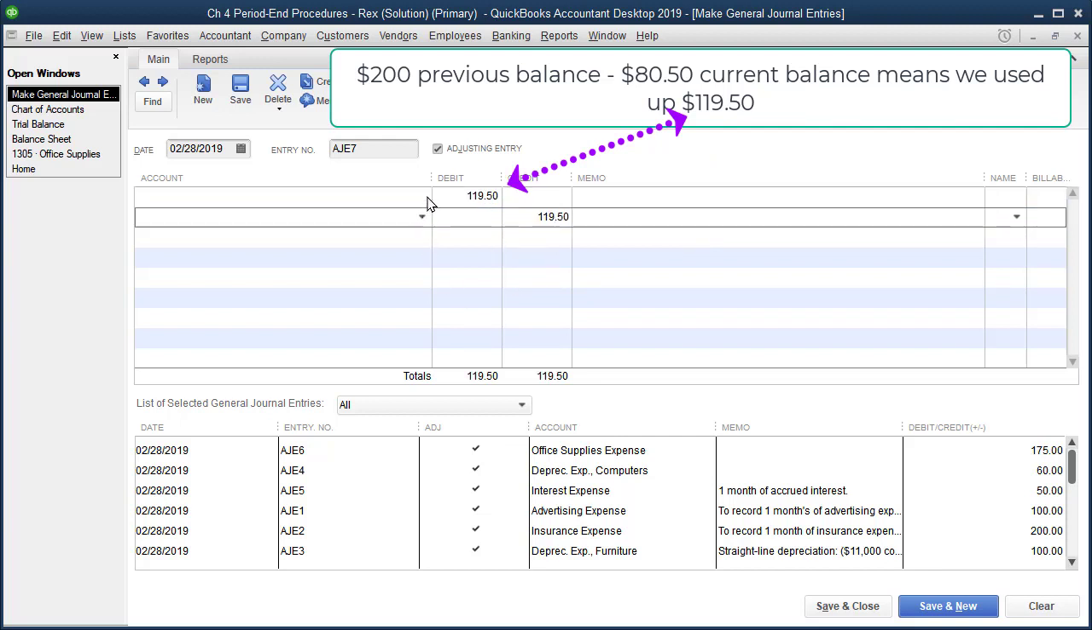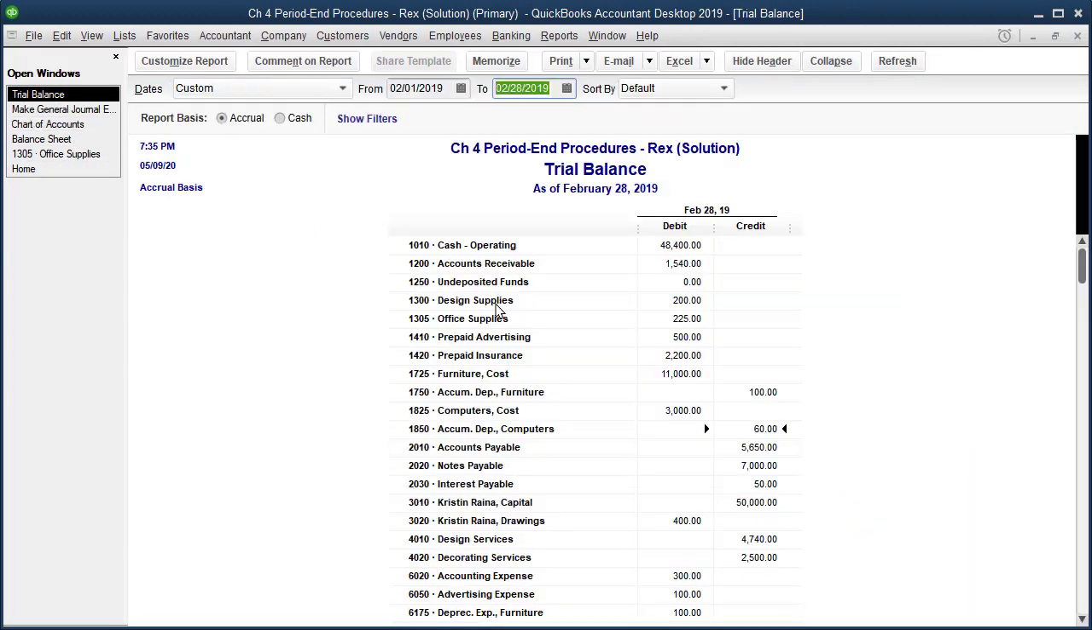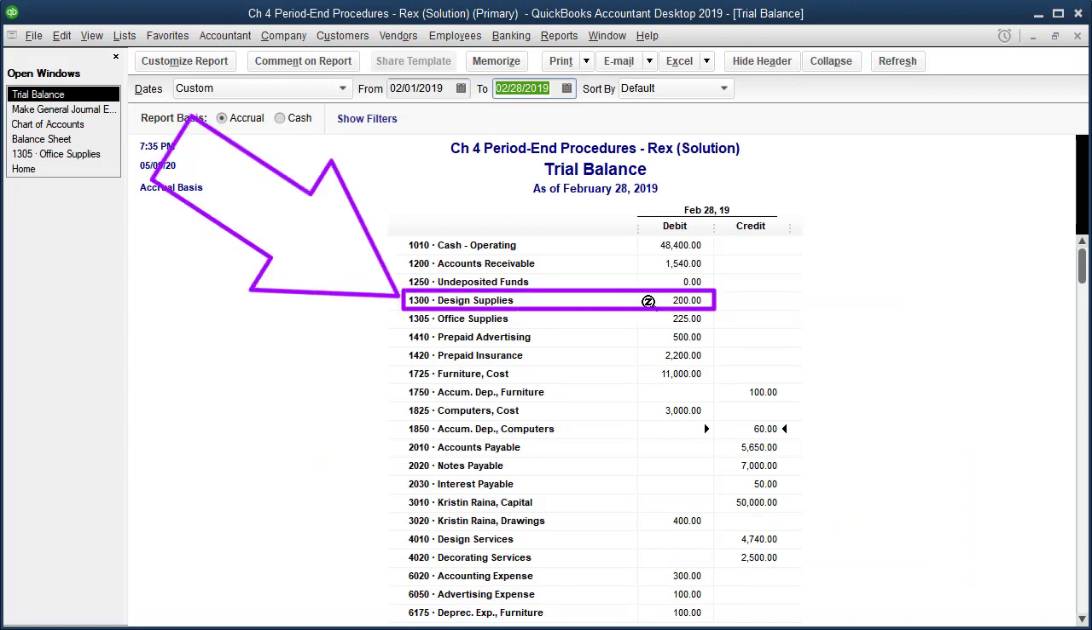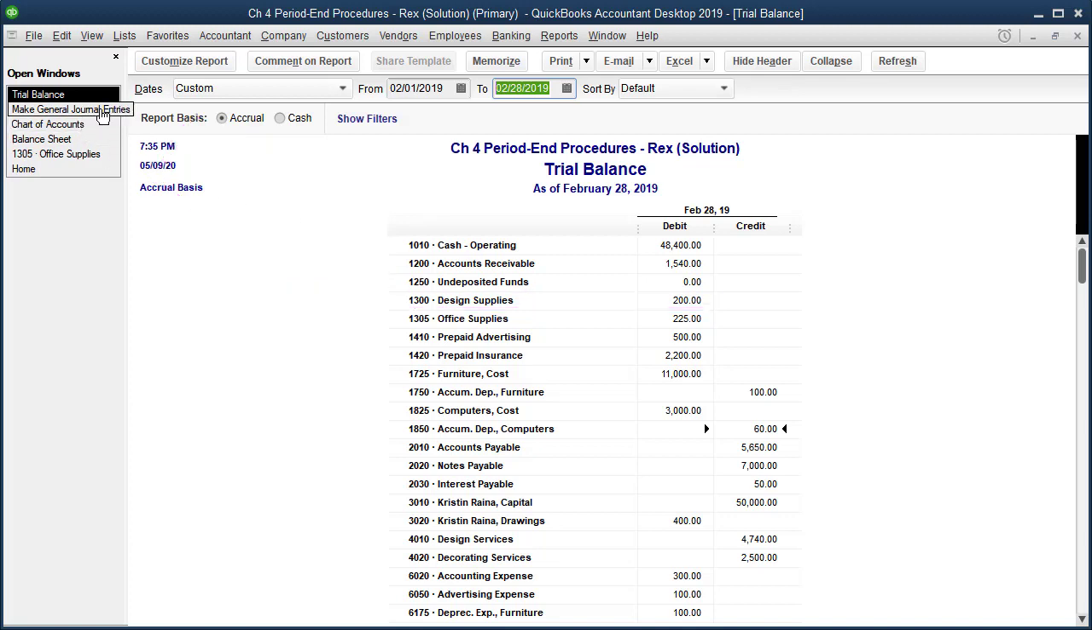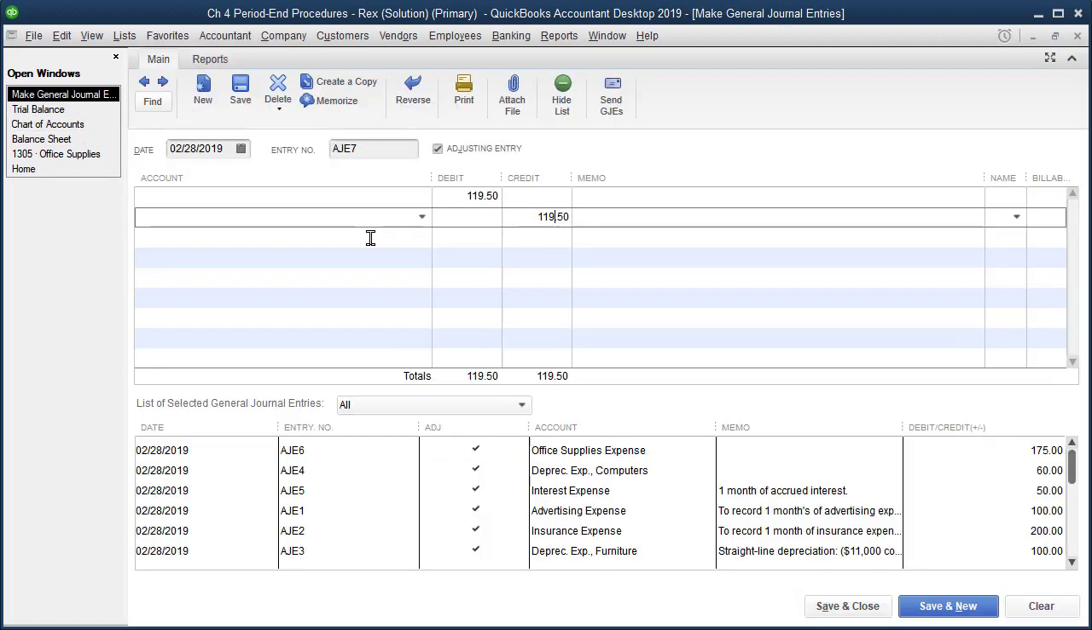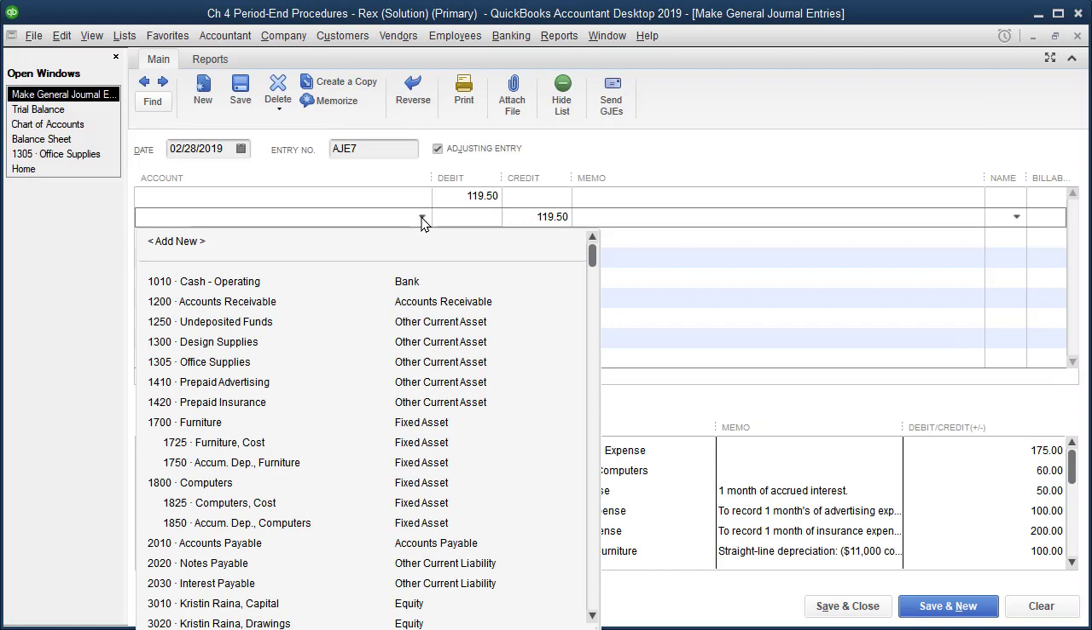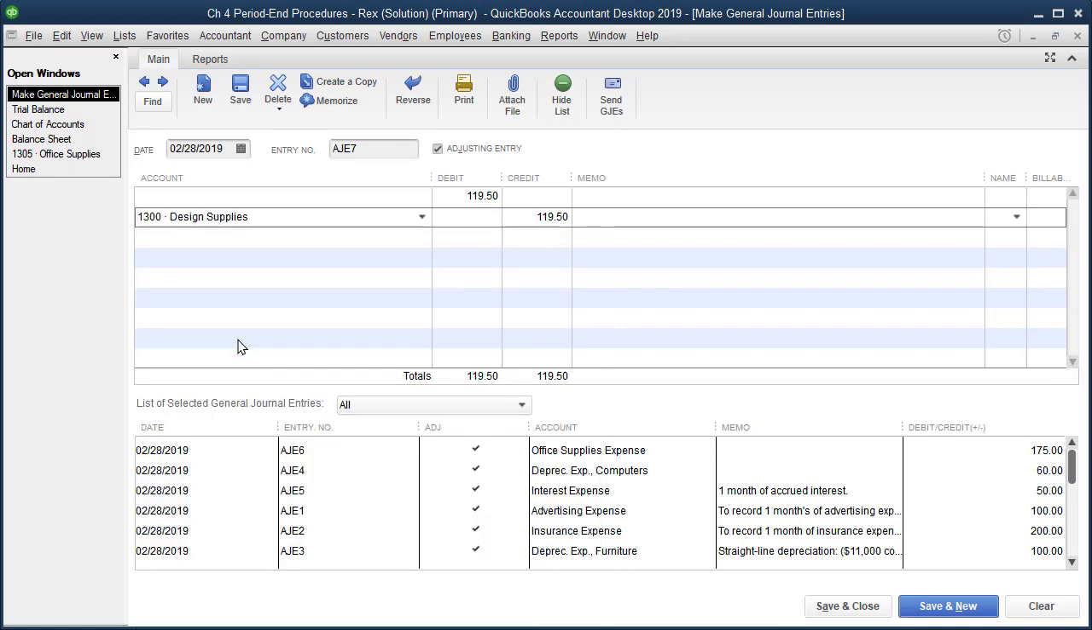So now we need to know what is the debit account and what is the credit account. Well, let's go back to the trial balance. Notice the design supplies, remember it's an asset, therefore has a debit balance. We need to lower this asset. So how do I lower this debit balance asset? You lower it with a credit. So I'm going to go back to Make General Journal Entries window, and the account being credited is the design supplies.